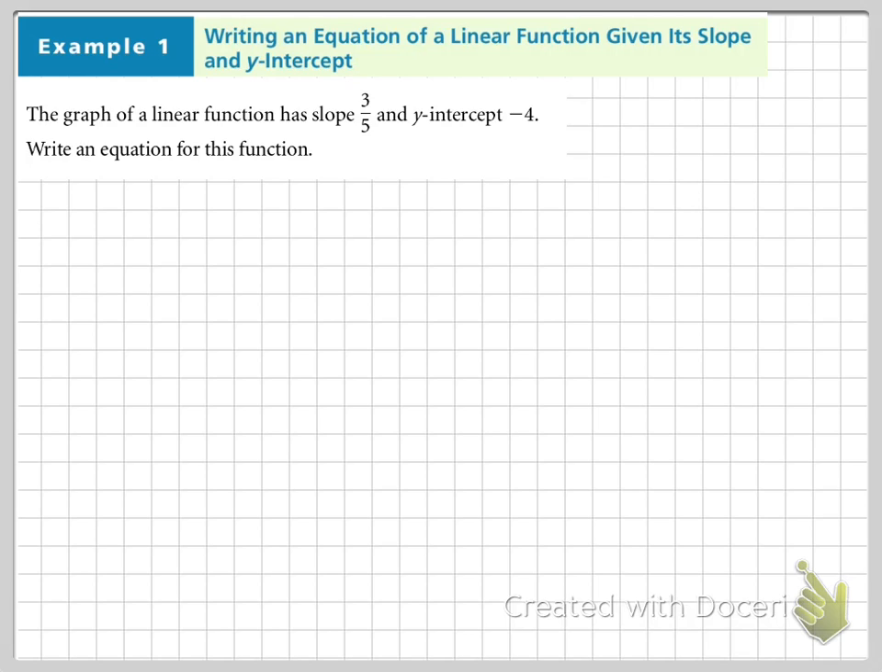In example 1, we're going to write an equation of a linear function given its slope and y-intercept. First of all, the graph of a linear function has a slope of 3 over 5, and it has a y-intercept of -4. Write an equation for this function. Well, that's as simple as taking y equals mx plus b and substituting 3 over 5 for m and substituting -4 for b. So there's our equation of our line. y is equal to 3/5 x minus 4.